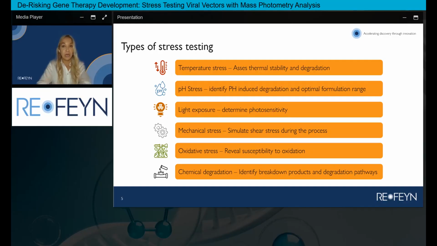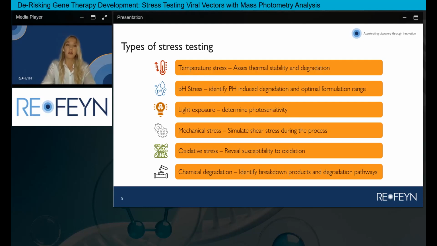On the other hand, pH stress testing allows us to identify the ideal pH range or where that pH induces degradation, which will give us some sort of window for the ideal pH for the formulation. And then there is light exposure, which is essentially for detecting photosensitivity. Some viral vectors might be affected by the light, and that is also important for the storage conditions or maybe even excipients that are being used.